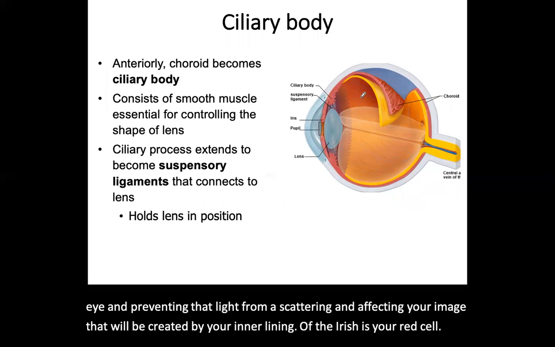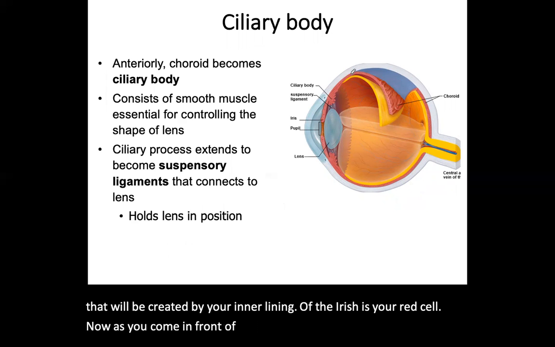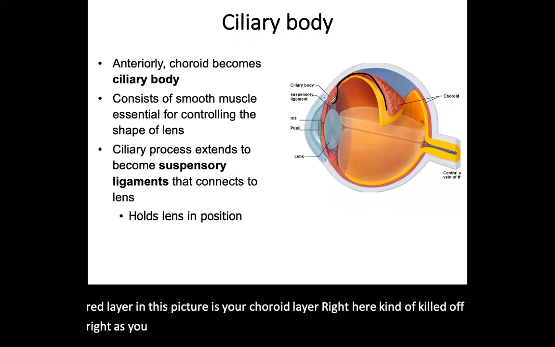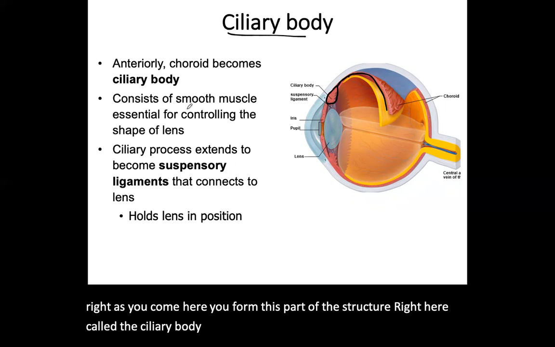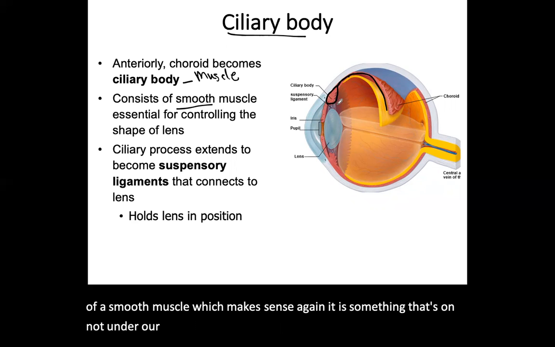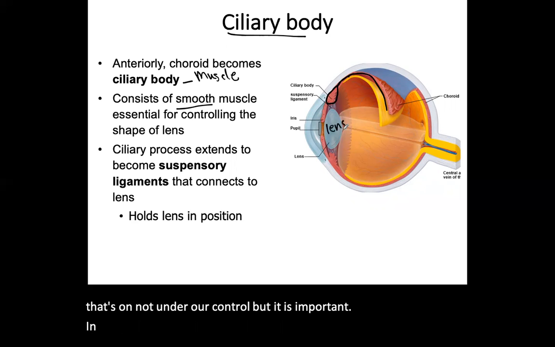Now, as you follow the choroid layer, the red layer in this picture, kind of peeled off right here, you come to a structure called the ciliary body or ciliary muscle. The ciliary body, or muscle, consists of smooth muscle, which makes sense, because it is not under our control. It is important in maintaining the shape of your lens and suspending the lens within the internal structure of the eye.